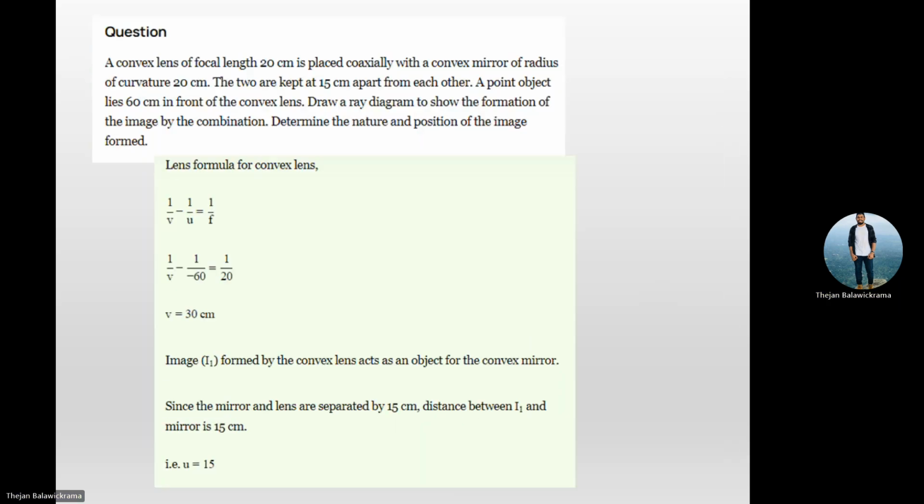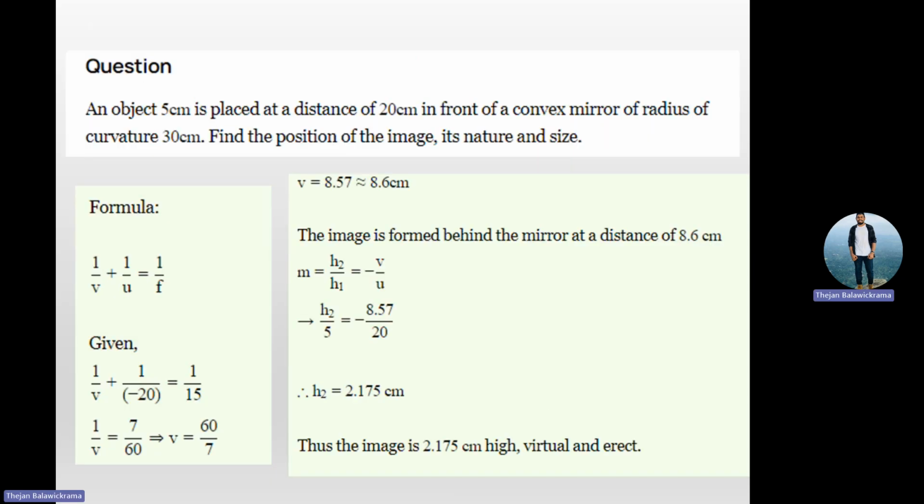Yes. So you have two questions to do at home. An object 5 centimeter is placed at a distance of 20 from a convex mirror, and find the position of the image. Similar to that, using the sign convention, find where the image forms. So now we are talking about systems, mirrors and lenses together. Right, so you have to try that.